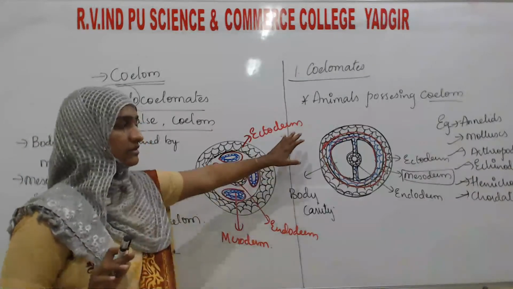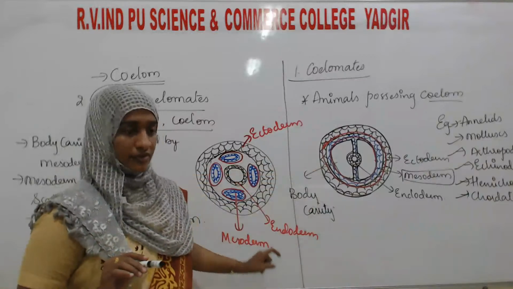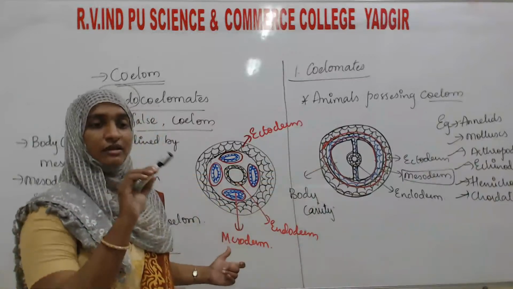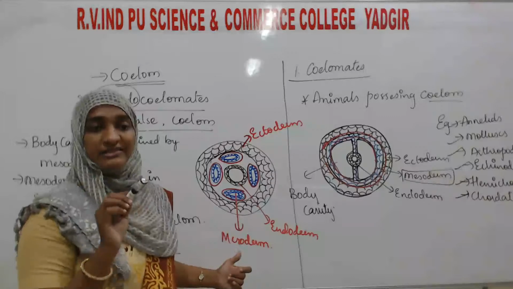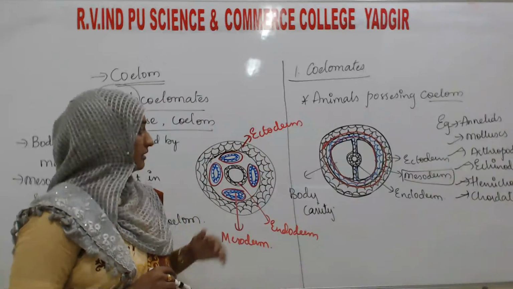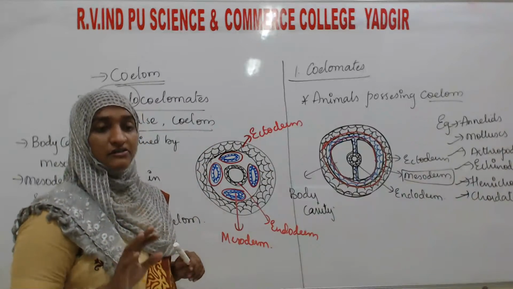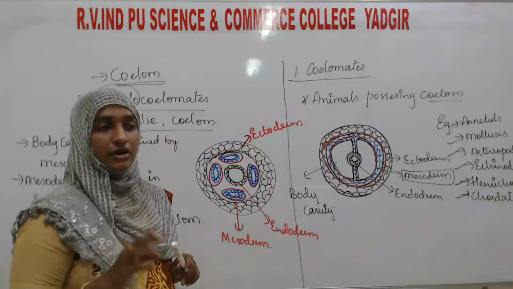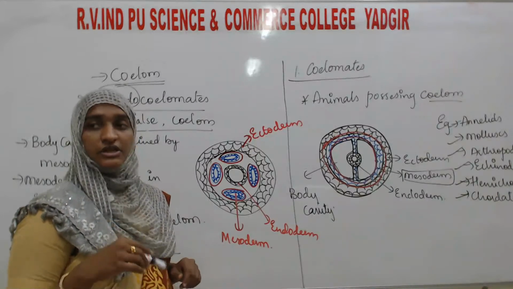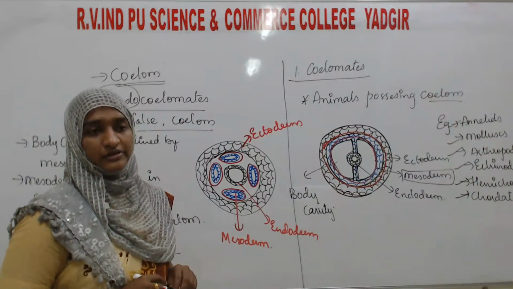Then next, the third type is the acoelomates. Clearly listen: coelomates are where the body cavity is lined by the mesoderm. Pseudocoelomates are where the mesoderm is present in scattered pouches in between the endoderm and the ectoderm. Then the third type is the acoelomates. Acoelomates means the animals which do not have a body cavity or coelom. They are known as the acoelomates.